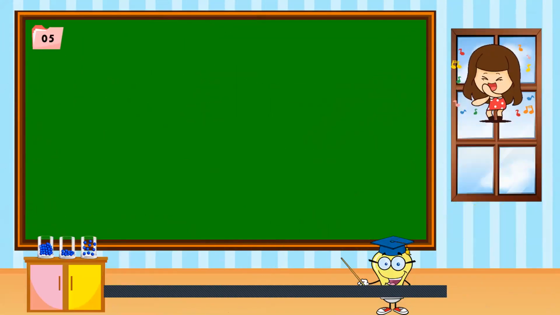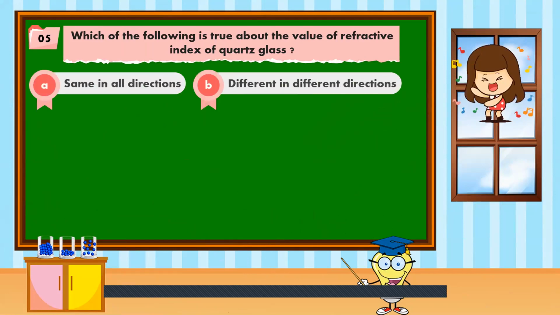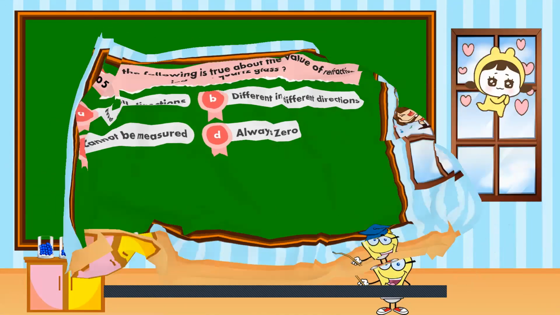The next question is, which of the following is true about the value of the refractive index of quartz glass? See, quartz glass is an example of an amorphous solid. Amorphous solids are isotropic in nature, which means they have the same properties throughout. In any direction, they have the same refractive index and the same electrical conductivity. These properties are the same in different directions. So the first option is the correct answer.